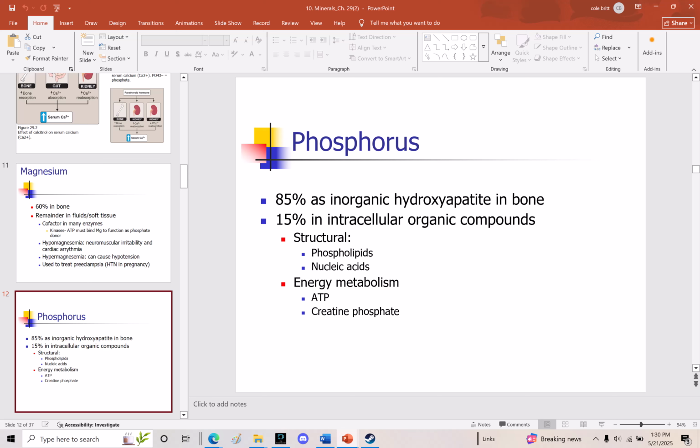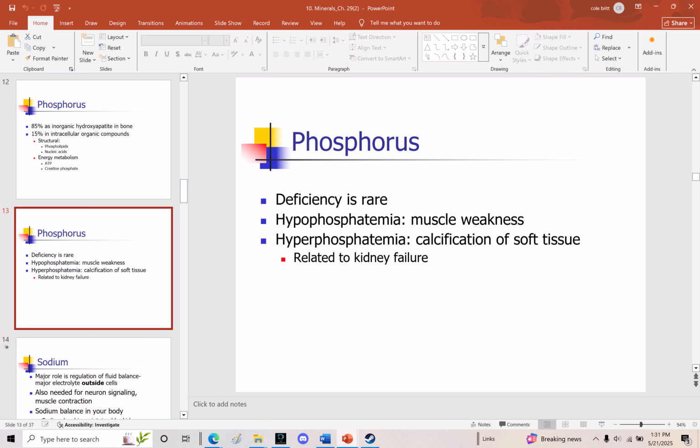The rest of this should be stuff that you've been learning in biochemistry. Phosphate groups have a wide variety of roles. Deficiency is rare. Again, this one's found in a wide variety of foods, a lot of plant foods.